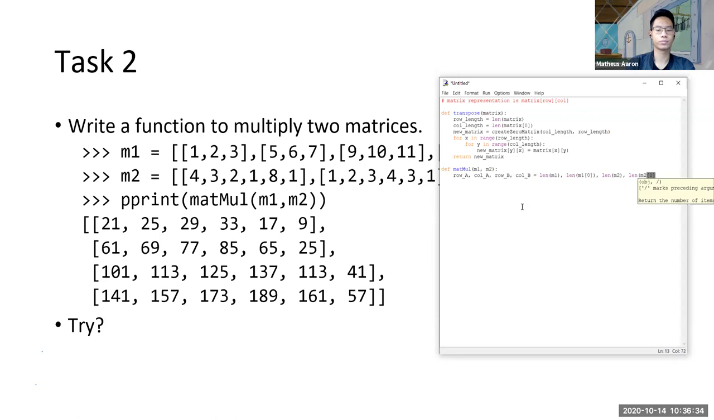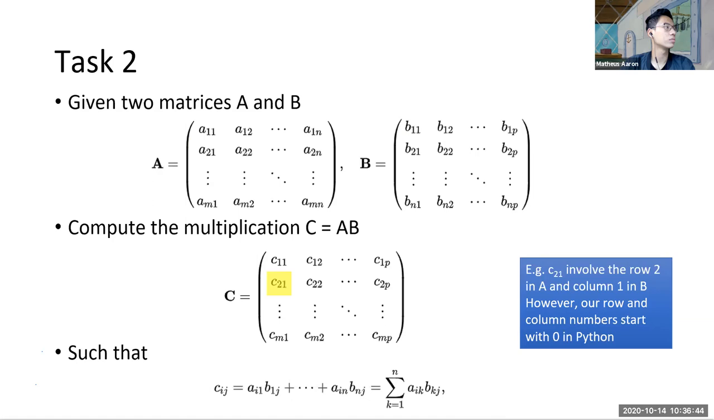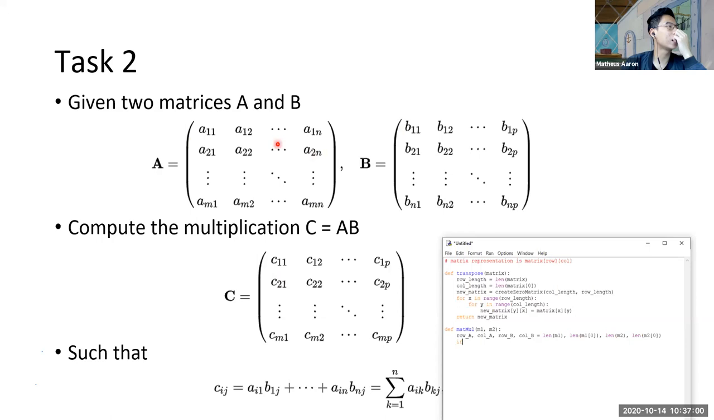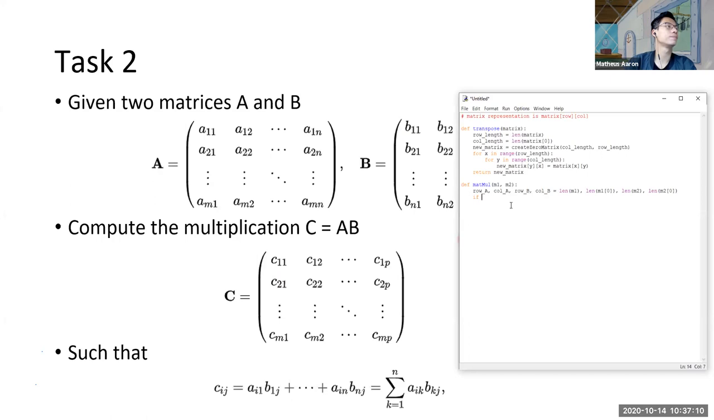Okay, now we create our if-else statement first. Remember, right, if the dimensions are not right, if the number of rows in A is not equal to the number of columns in B, then it's going to be wrong. So if row A is not equal to the length of col B, print cannot multiply, and simply maybe return false. So it's a bit unnecessary.